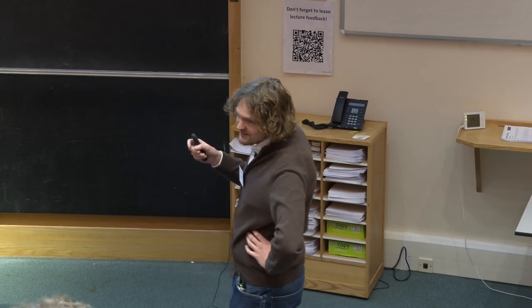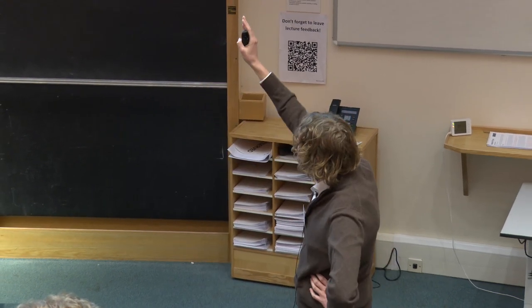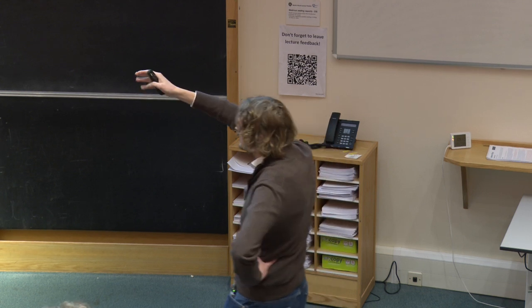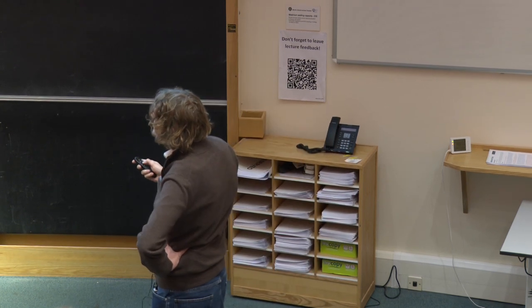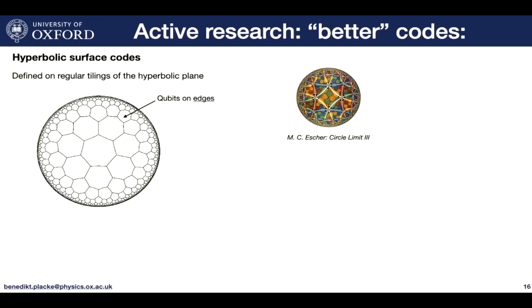And what is the recipe? They are complicated beasts. They look mesmerizing. Escher liked these patterns as well. But really what you should interpret is, this is basically your circuit layout. So you have to put a qubit, not now on a square grid, but on each edge of this picture.